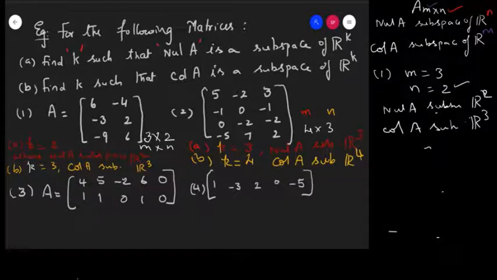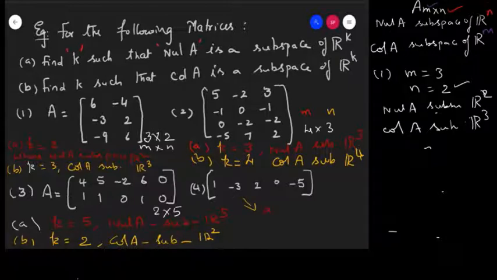R4. Now let us come quickly here. This is a matrix with 2 rows and 5 columns. So for A bit, the answer is k is equal to 5. Null A is a subspace of R5, and B bit answer is k is equal to 2, the number of rows, such that column A is a subspace of R2.